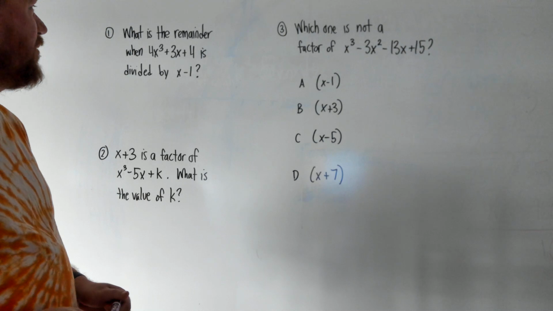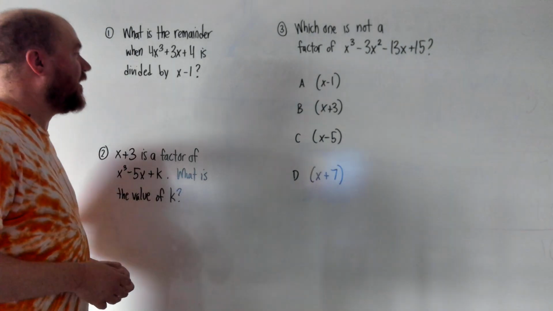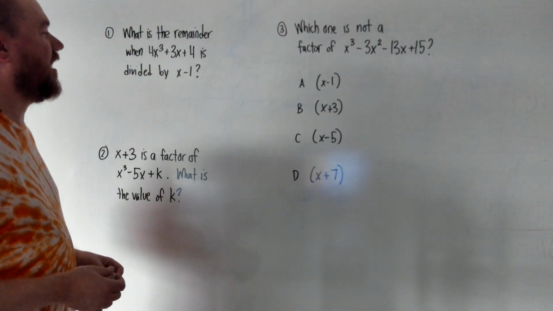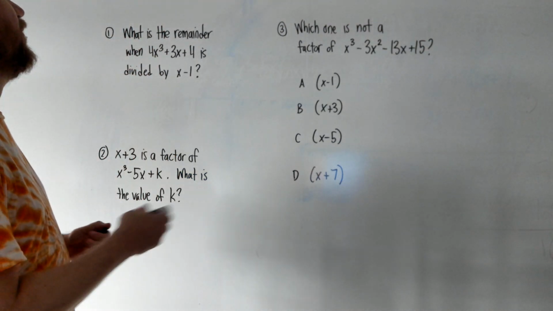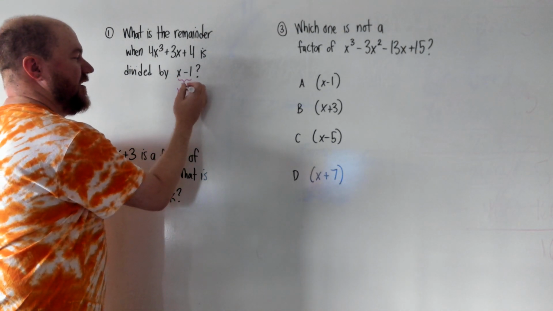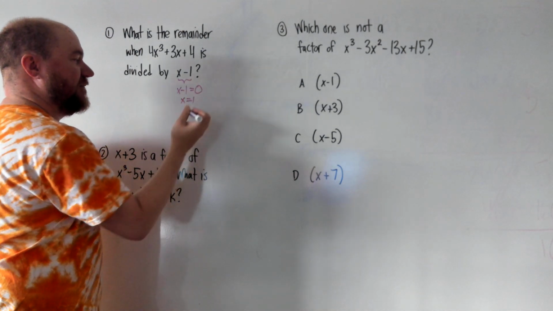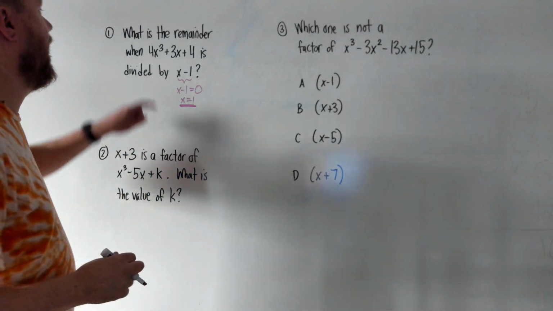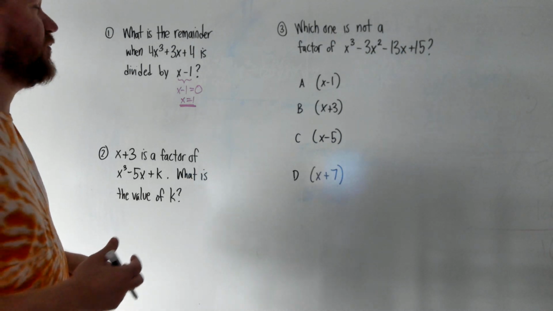Number one, what is the remainder when 4x to the third plus 3x plus 4 is divided by x minus 1? You could actually do long division or synthetic division on this to divide it out, but there's a theorem we can use called the remainder theorem. If you take what we're dividing by and set it equal to 0, you get x equals 1. If you take the value you just got, in this case 1, and plug it into all the x's in the problem, that will tell you what the remainder is.